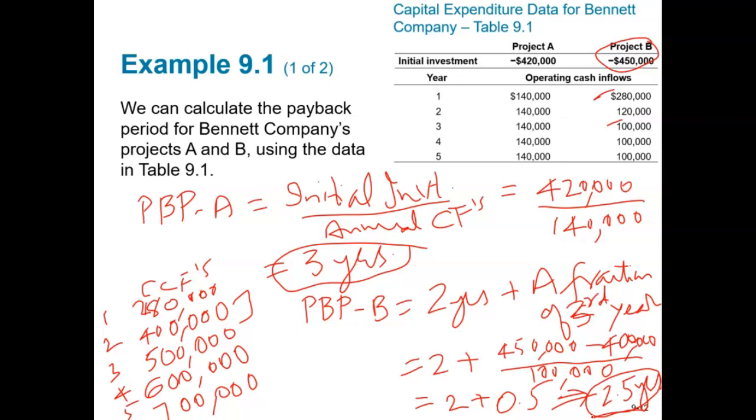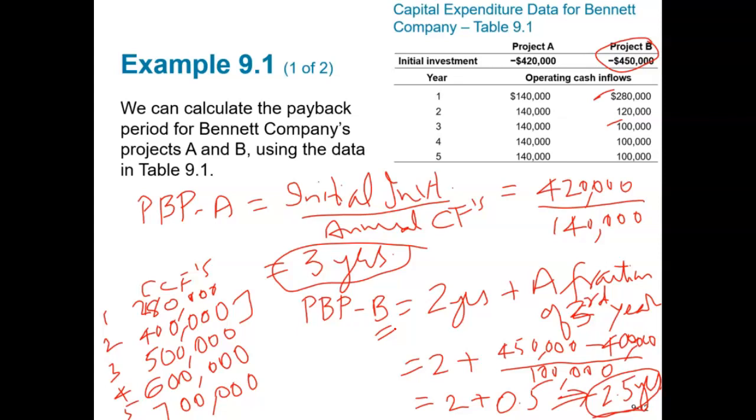So therefore the payback period for project B is 2 years plus a fraction of the third year. In the third year we have to receive how much? Because the cost is 450. So 450 minus, we have received until 4 lakhs. So we have to receive 50,000 in the third year. In the third year we are receiving 100,000. So 50 divided by 100 gives me 0.5. So it is 2 plus 0.5, that is 2.5 years.